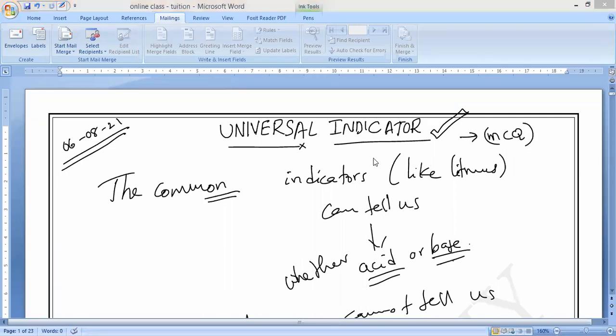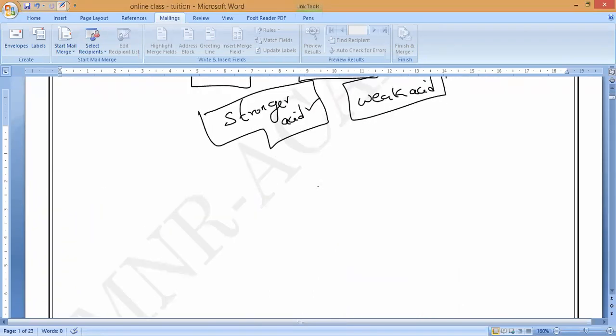Or else, what is the difference between the common indicators and universal indicators? Anybody? Please note it down. What is the common difference between universal indicator and common indicator? You have to tell me. Nobody is saying? If you are not saying, I won't teach you. What is the difference between common indicator and universal indicator?